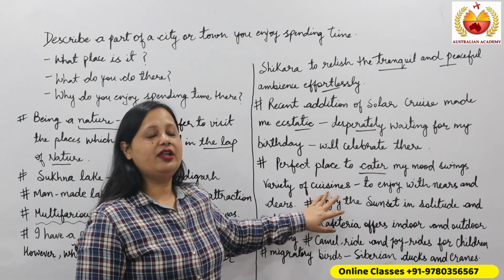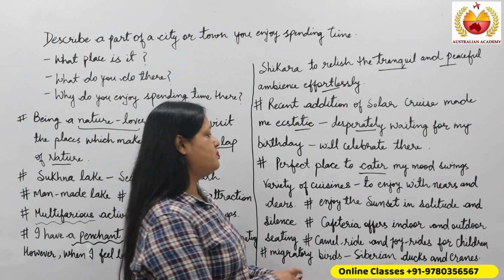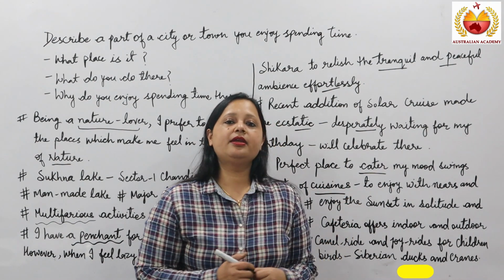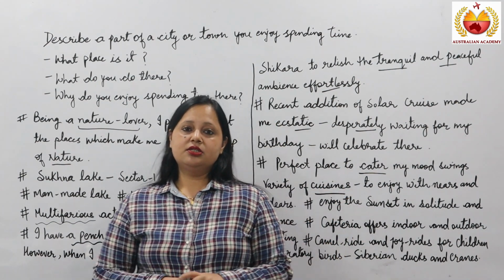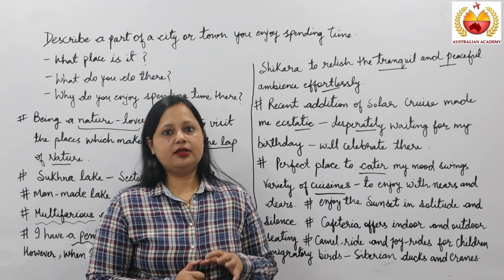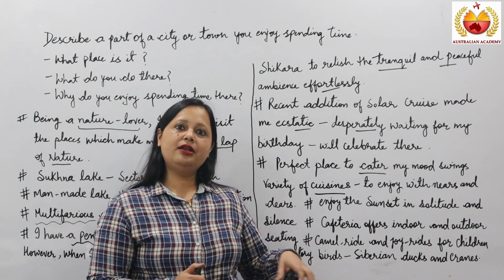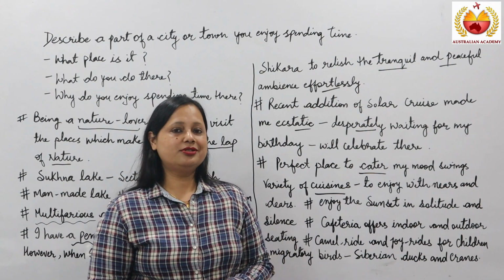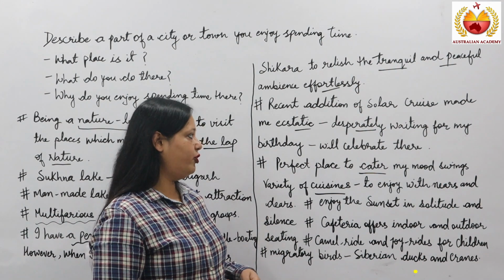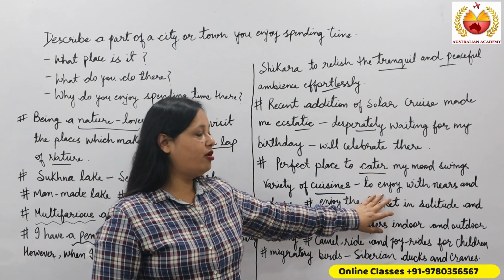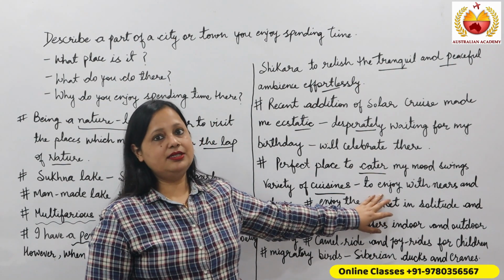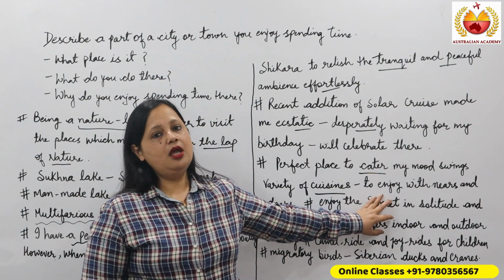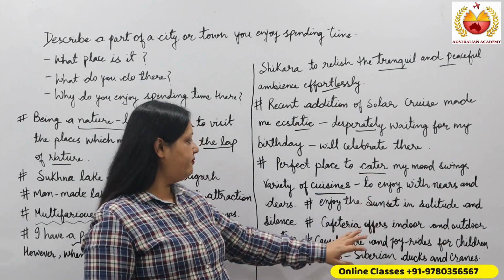Then I'll talk about a variety of cuisines. Cuisines means eatables, okay, dishes. So there are so many shops or eating joints available. In those eating joints, I can enjoy different dishes of my taste. I can have anything, and I can enjoy this place with my nears and dears. My nears and dears means maybe my friends and my family.